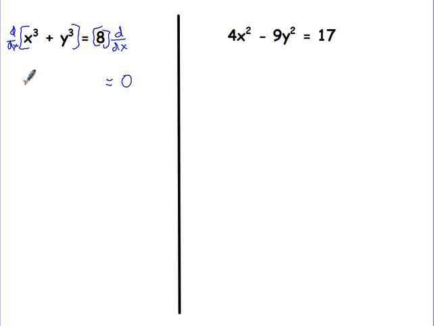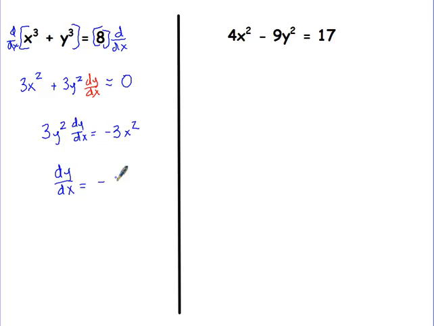What's the derivative of x cubed? It is 3x squared. What's the derivative of y cubed? Well, again, I'm going to take it as if it's an x, so it's going to be 3y squared, but because it's a y, I'm going to add my dy/dx. And then, of course, get this by itself. So what am I left with? I'm left with 3y squared dy/dx equals negative 3x squared. Divide by 3y squared. So dy/dx is equal to negative x squared over y squared.